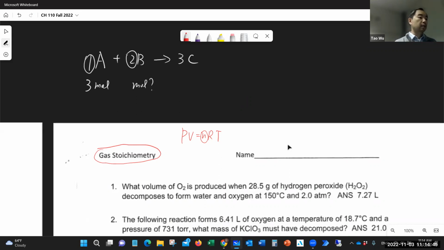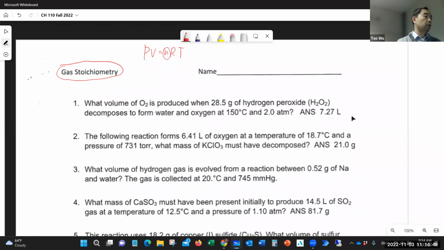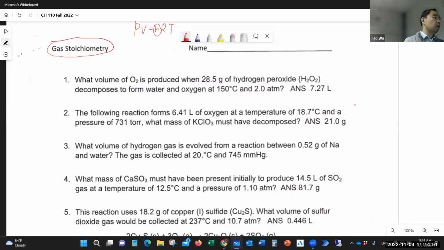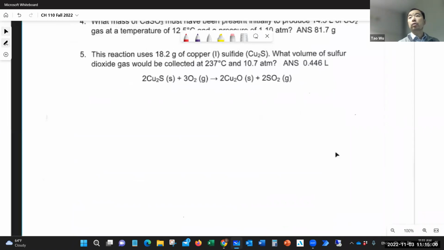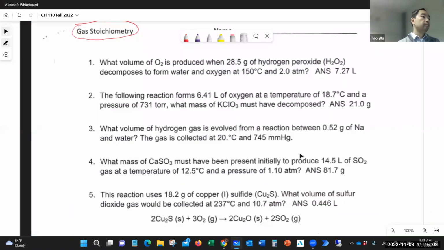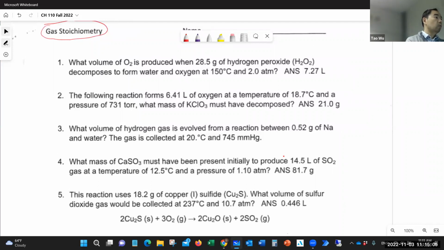So let's work on the first question. I think this is on page 19 in your green study guide. The question says, what volume of oxygen is produced when 28.5 grams of hydrogen peroxide decomposes to form water and oxygen at 150 Celsius and 2.0 atmosphere?